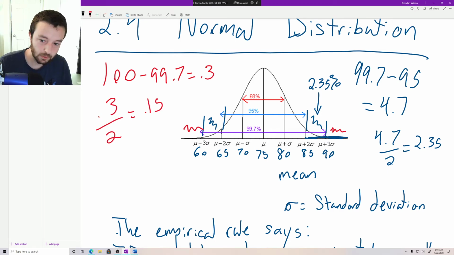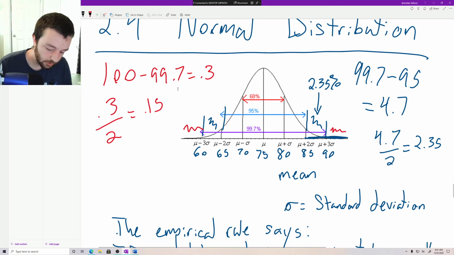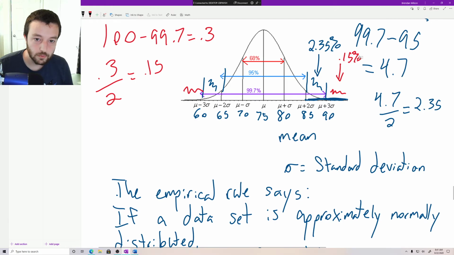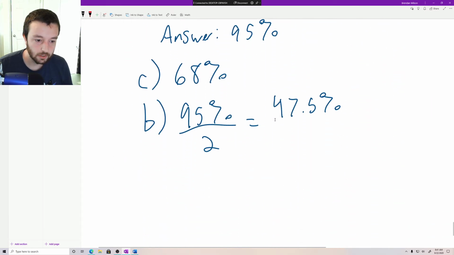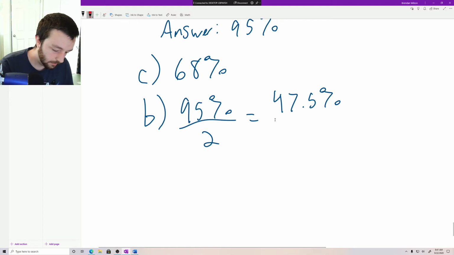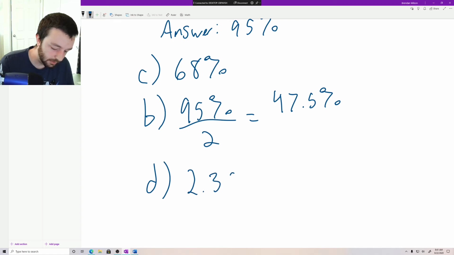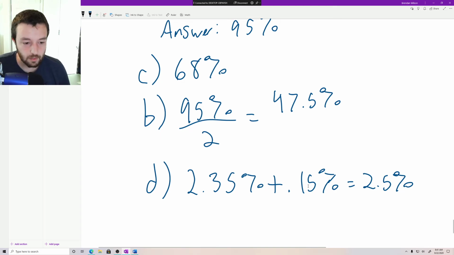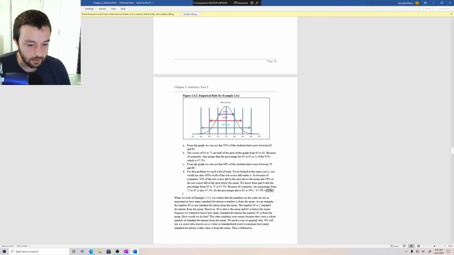Okay, so we end up with 0.15. So in total, we're looking at 2.35 plus 0.15. So these regions together will be our answer. So we're going to go ahead and do 2.35% plus 0.15% to give us a total of 2.5%. Okay. And let's check. And this is the answer.